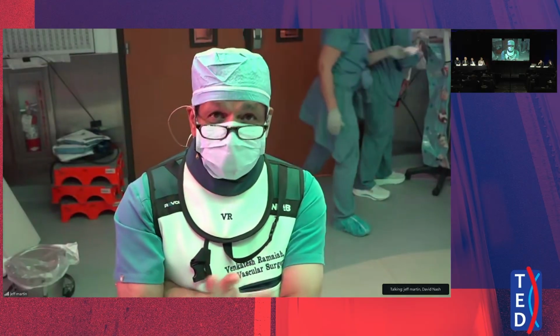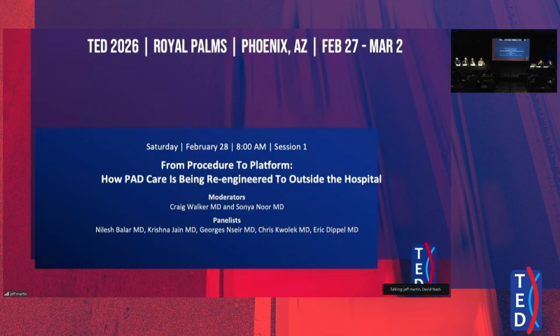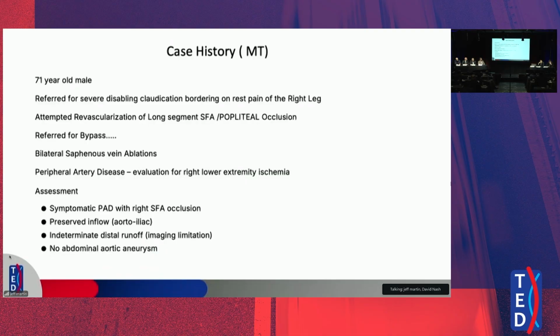So this is a 74-year-old male who basically came in with severe claudication bordering on rest pain, actually. He's got bilateral saphenous vein ablations, peripheral arterial disease, severe symptomatic PAD with borderline rest pain. Go to the next one.